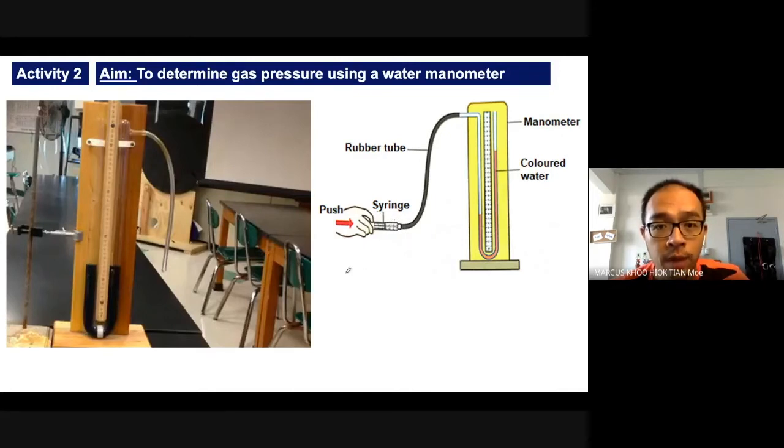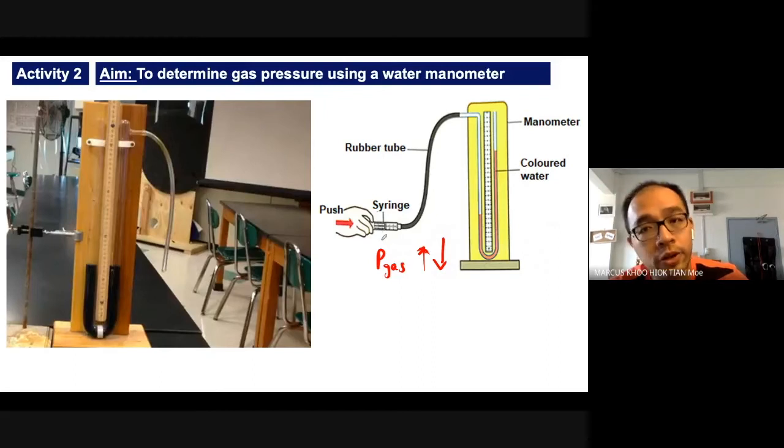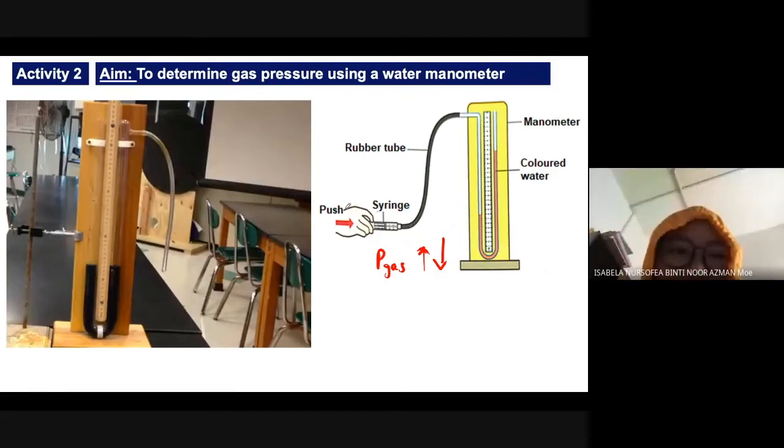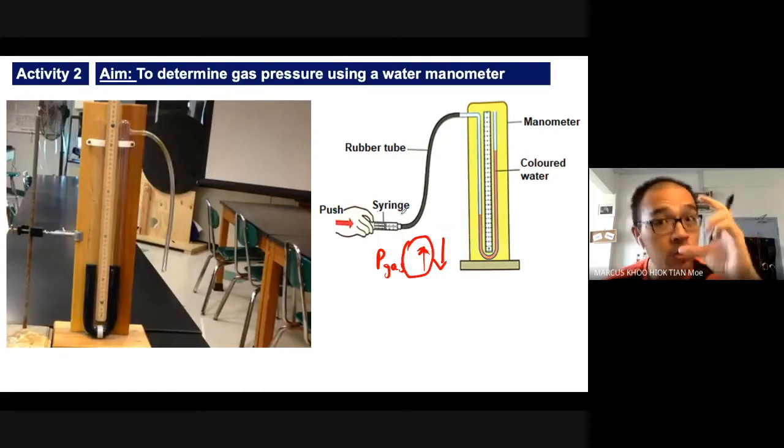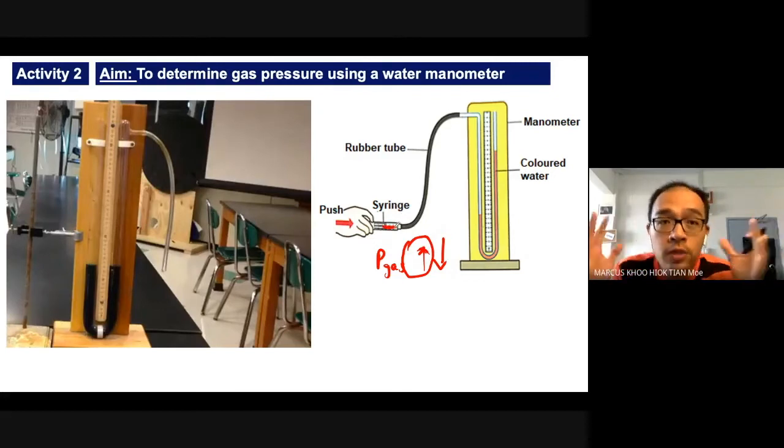Now, when I push the syringe inside, tell me, am I increasing the gas pressure or decreasing the gas pressure? Increasing, okay, thank you. So you're increasing gas pressure because there is the same amount of gas, but there is much less space. Kurang sudah tempat untuk ini.